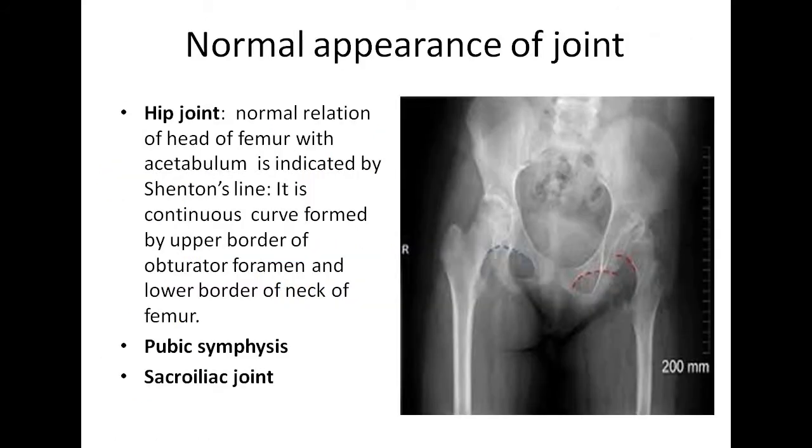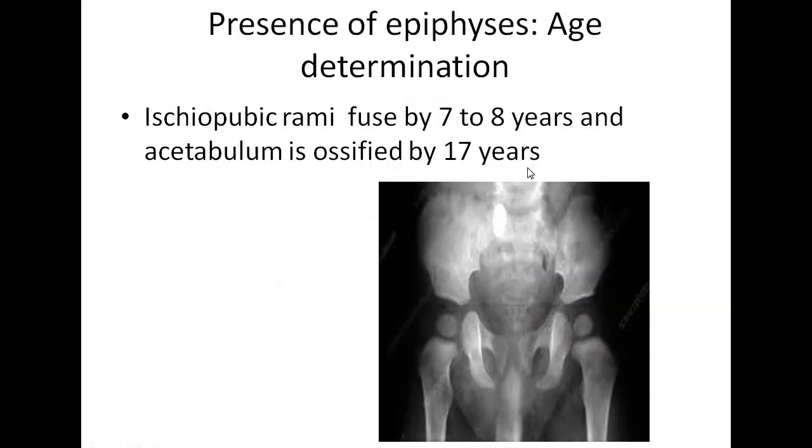Now normal appearance of joints. Now we look in X-ray for the hip joint. The normal relation of head of femur with acetabulum is indicated by Shenton's line. It is a continuous curve formed by upper border of obturator foramen and lower border of neck of femur. So on right side you can see Shenton's line is intact, while on left side it is disrupted, indicating fracture or dislocation on left side. Again we can see the pubic symphysis and sacroiliac joint.